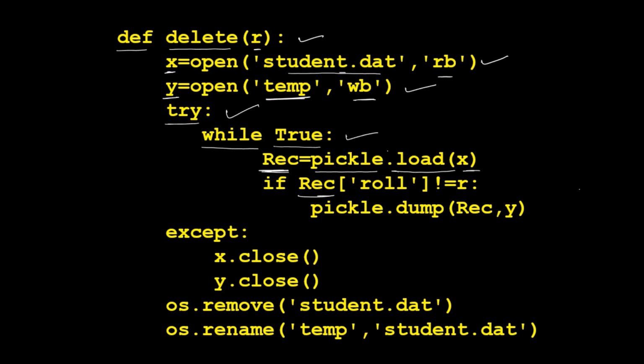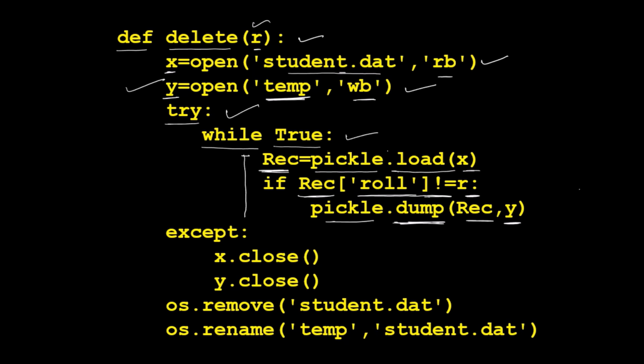Next, comparing the roll number of the dictionary object read from the file with the roll number given by the user. If it does not match, this would mean that this object is not to be deleted. It has to be kept in the file. So writing this record onto the temporary file using the dump method as pickle.dump(rec, y). y is the file object associated with the temporary file or the new file, that is temp.